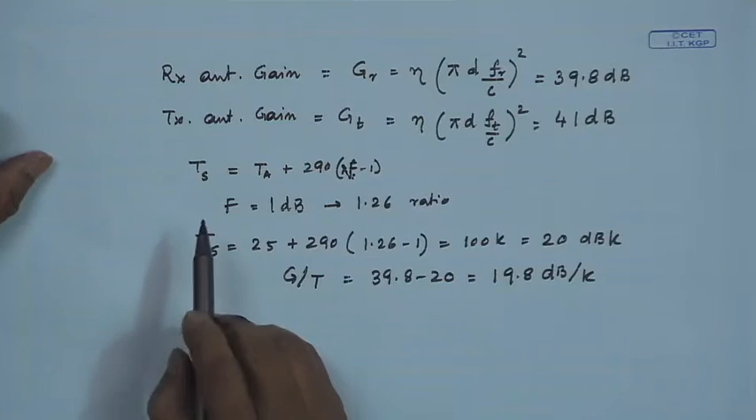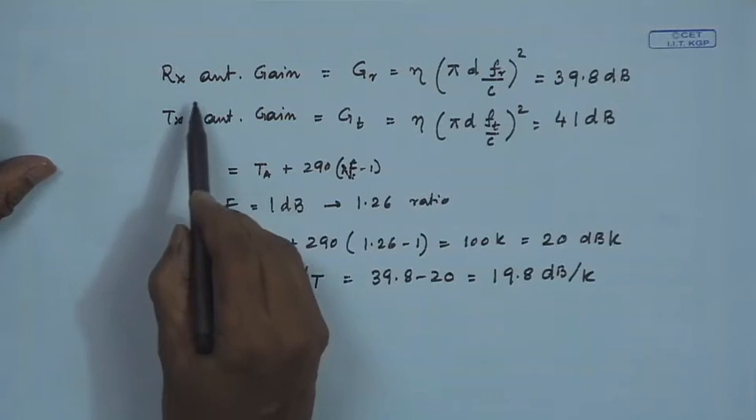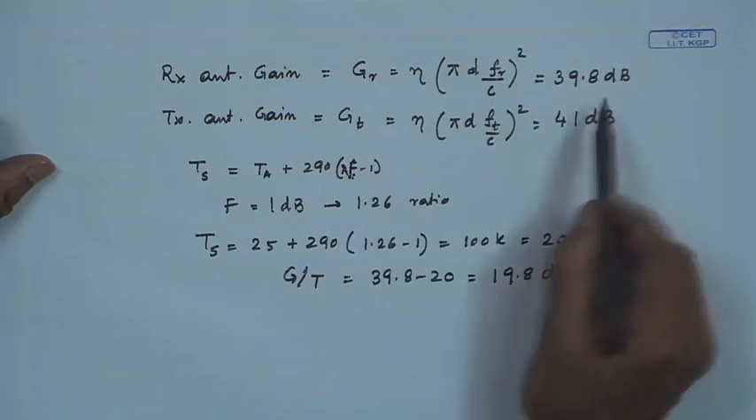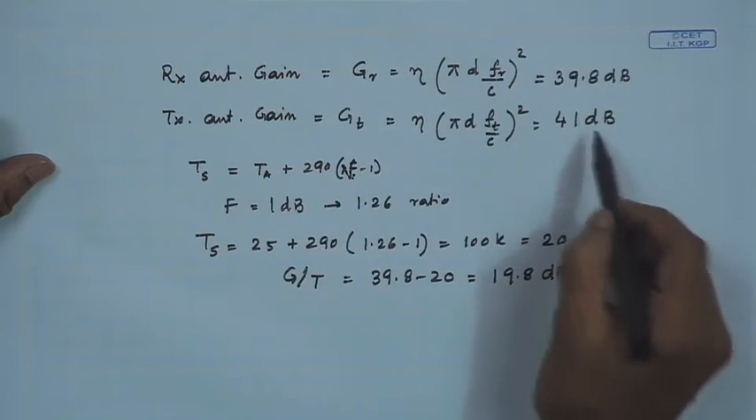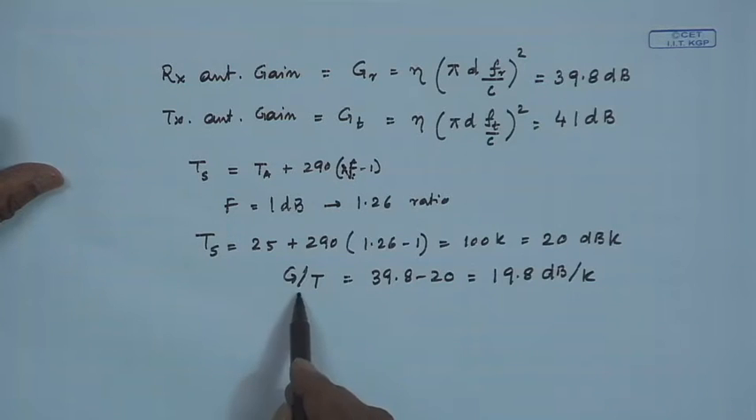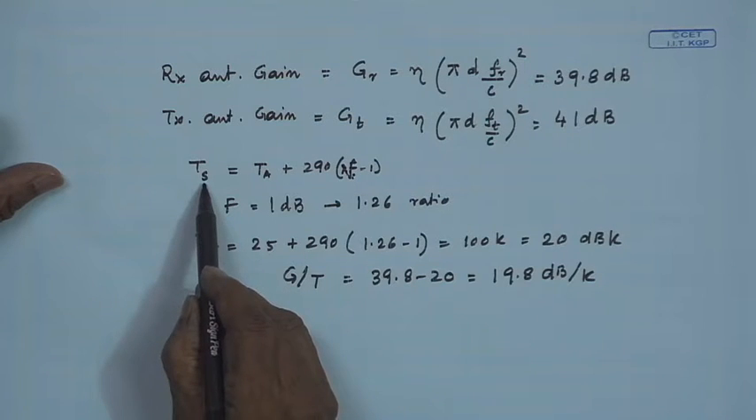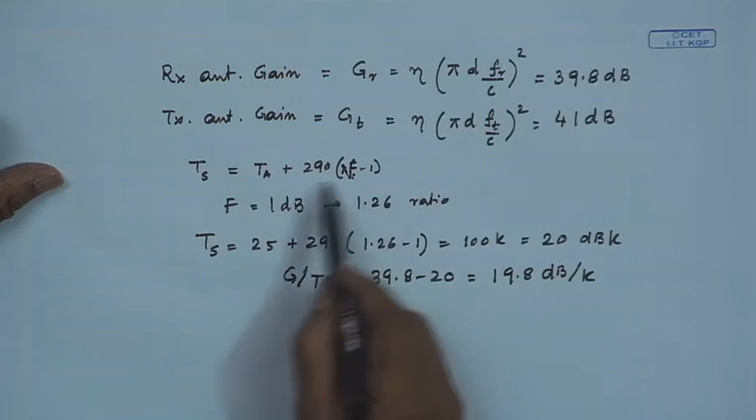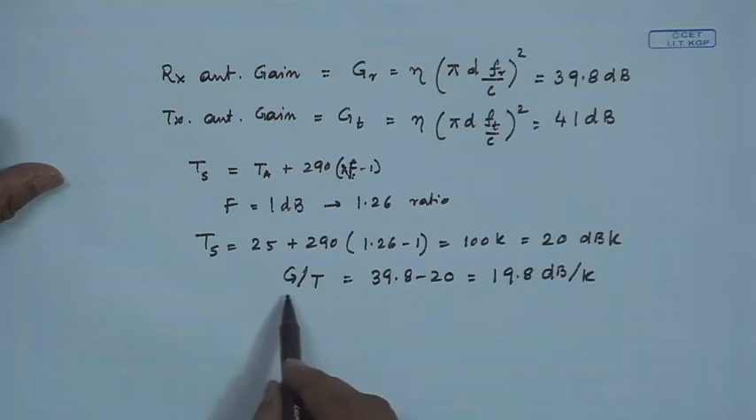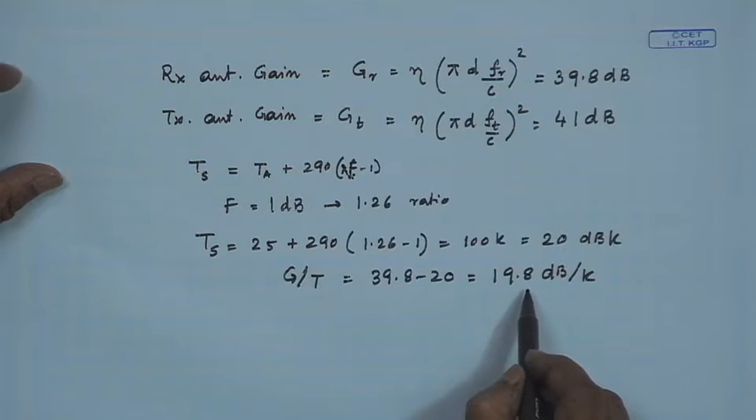So, if you recollect, let us go back. We were calculating the receive antenna gain, got 39.8 dB, transmit antenna gain is 41 dB, both for VSAT. For different frequency it is different, and we tried to calculate the G by T. For that we have seen the receive noise temperature based on the figures which are given. We got T as 20 dBK and G by T as 19.8 dBK.